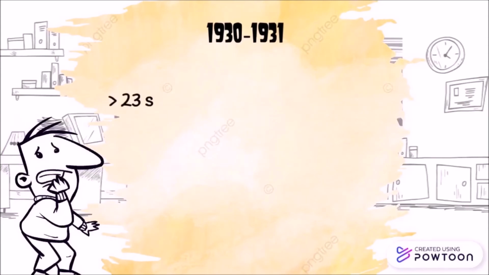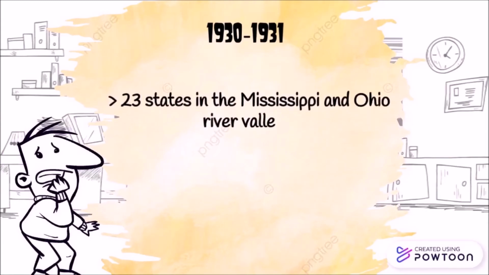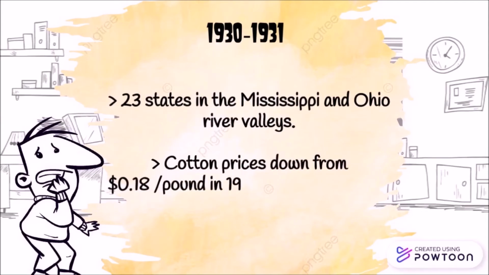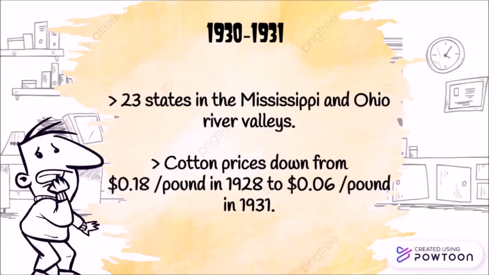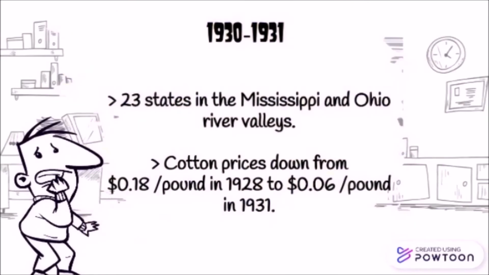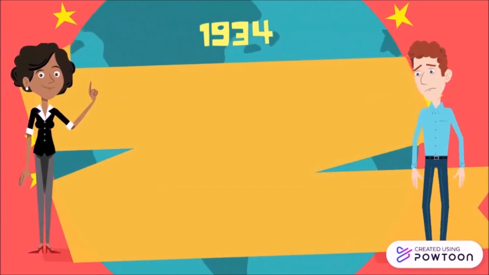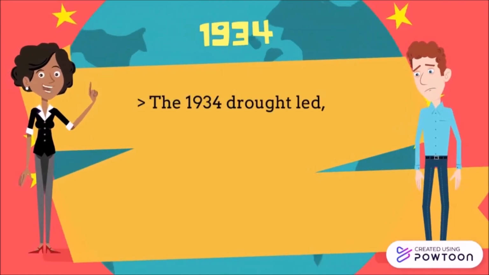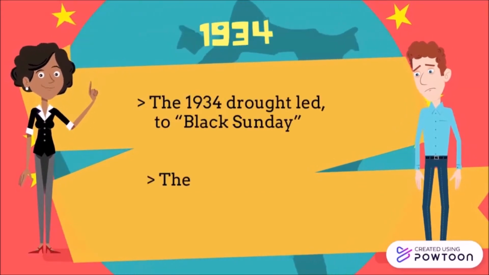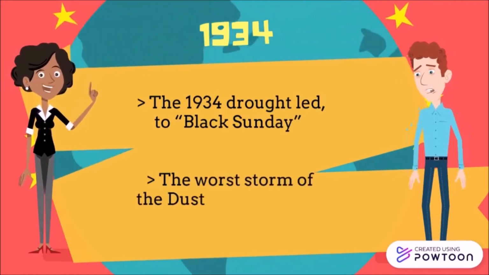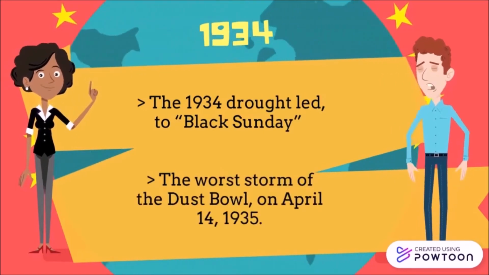1930 to 1931, the first drought ravaged 23 states in the Mississippi and Ohio River valleys. It reached as far east as the Mid-Atlantic region and hit 8 southern states. Deflation during the Depression drove cotton prices down from $0.18 per pound in 1928 to $0.06 per pound. 1934. This was the hottest year on record until 1998. The 1934 drought led the following year to Black Sunday, the worst storm of the Dust Bowl, on April 14, 1935.